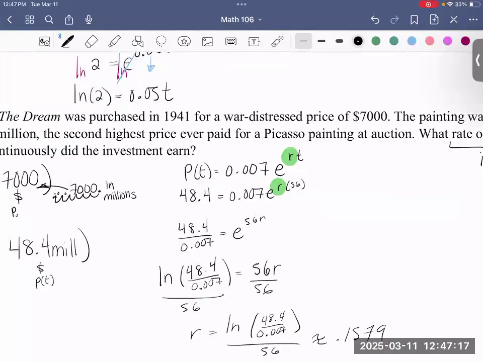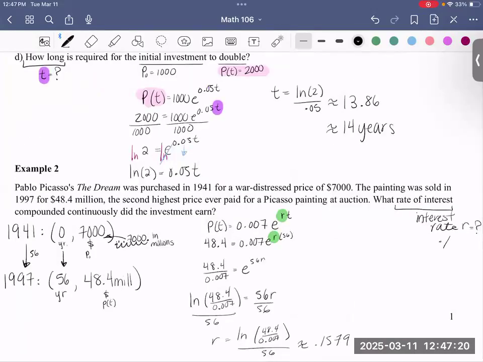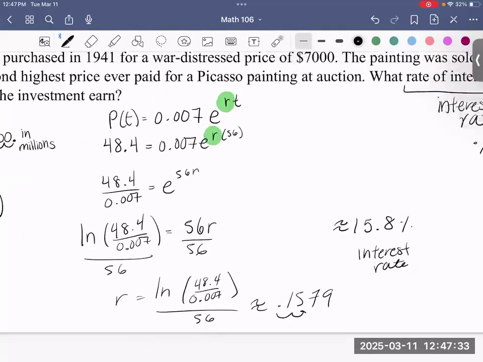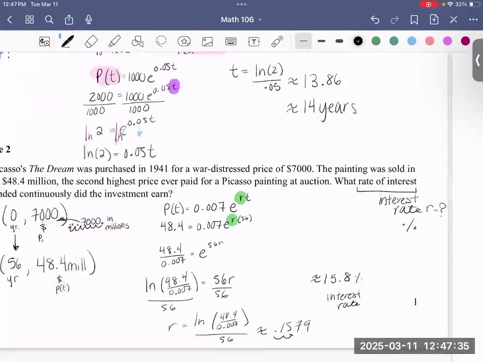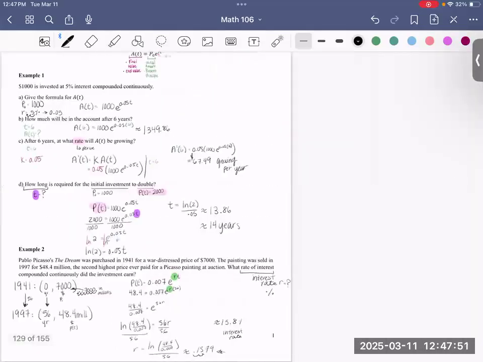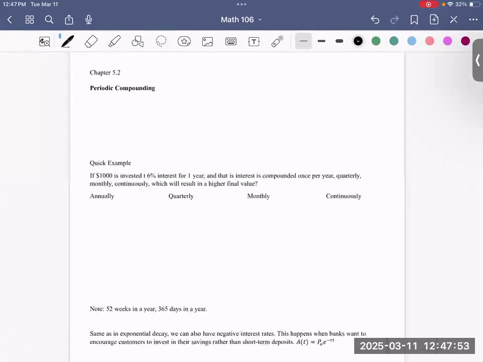So keep in mind, if we're talking about a rate, we want to put it into a percentage. So we get to move your decimal place over. So it's about 15.8% interest. So that is if we compounded it continuously, the investment that it would have earned at this particular rate. Now that is just if we have continuous compounding. However, we can compound over various amounts of time.